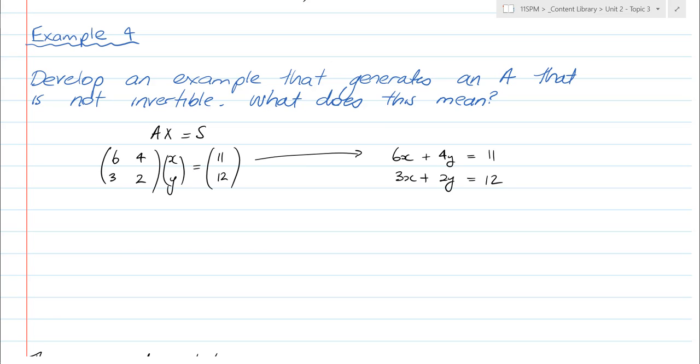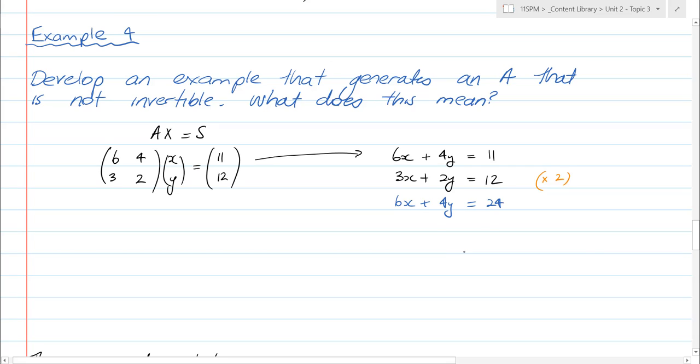They're parallel. Because if you times the bottom one by 2, it's just equal to... Let's look at it like that then. So if I multiply the bottom one by 2, I now get this new equation, which is 6x plus 4y equals 24.